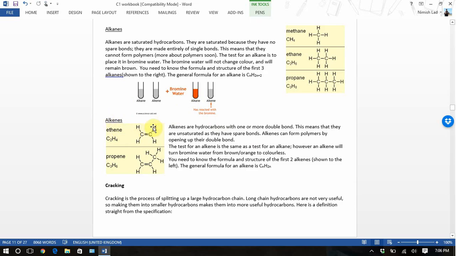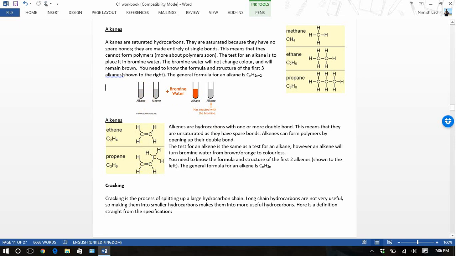Because there's got to be a double bond between the carbons, methene doesn't exist. Okay, it goes with ethene and propene. So it's the second one and the third. Remember there's a double bond between the two carbons, and remember there is a double bond here, and then it goes off at an angle for the rest of them.